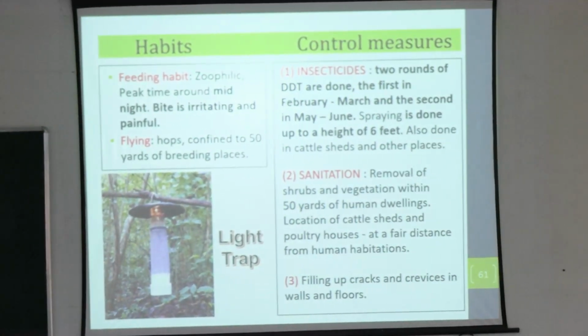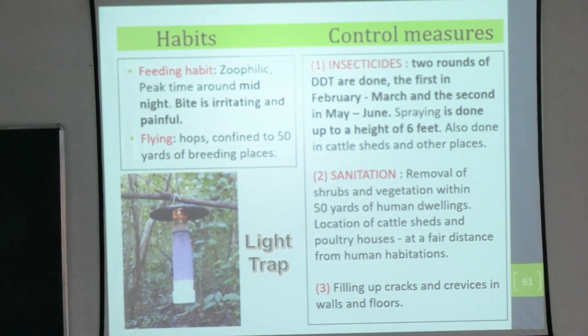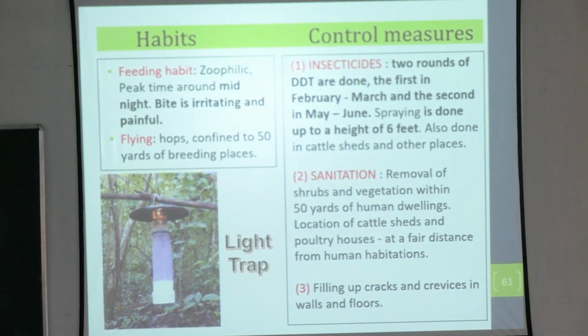কিভাবে তাকে কন্ট্রোল করা যায়? Usually insecticides, DDT দেওয়া হয়. Then spraying is done up to a height of 6 feet. Because those sandfly can hop, so they can hop to higher heights on the walls. So 6 feet অবধি তোমার IRS spray দেওয়া হয়, বাট তার থেকে বেশি হপ করতে পারে না. So they cannot go to much higher heights than 6 feet. So up to that the spraying is done. Also done in the cattle sheds and other places.